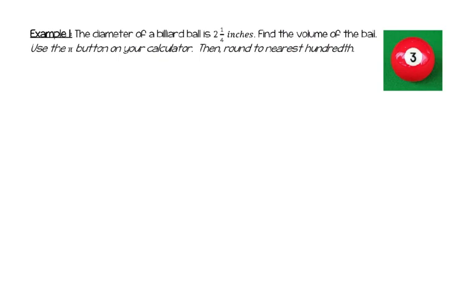Okay, example 1: the diameter of a billiard ball is 2 1/4 inches, so 2.25 if I'm looking at decimals. Find the volume of the ball. It says to use the pi button and round to the nearest hundredth.